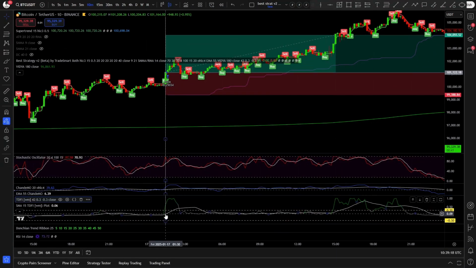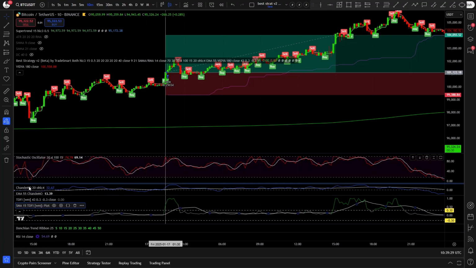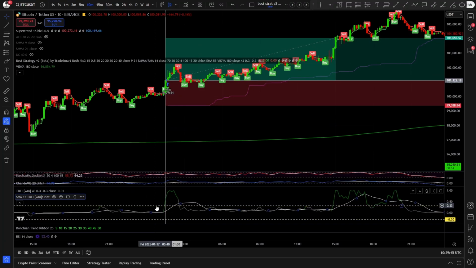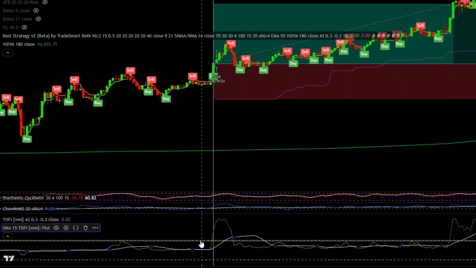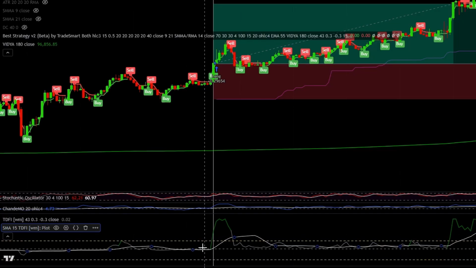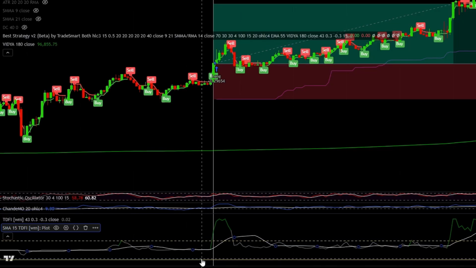Now for this version of the TDFI filter, I also added a moving average that you can see here. It's a simple moving average, and it works similarly to the Chande Momentum indicator. For the TDFI, we also have a high limit and a low limit level. I set 0.3 for the high limit and a negative 0.3 for the low limit.